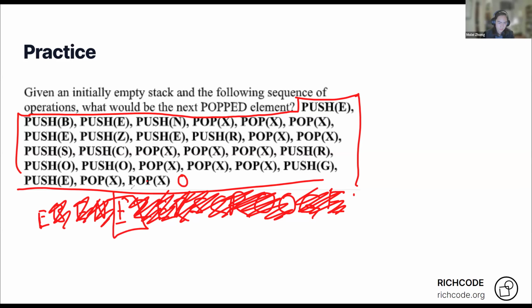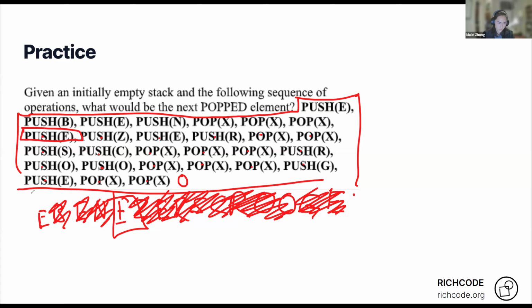So pop, -1, -2, -1, 0, -1, -2, -3, -2, -1, 0, -1, -2, -3, -2, -1, 0. Oh, sorry, -2, -3, and -2, -1, 0, and then this is +1. And this is our E, which is our answer. What about the E at the start?